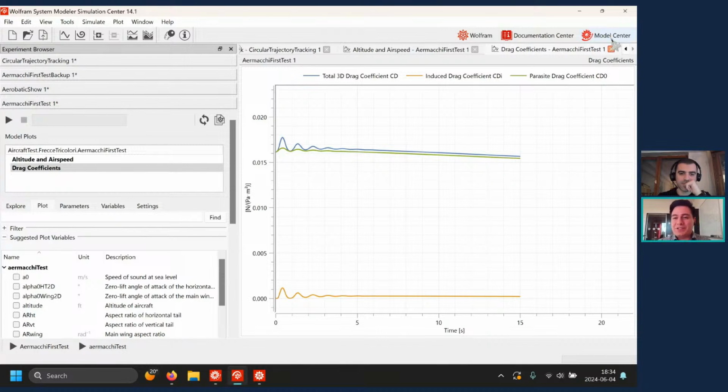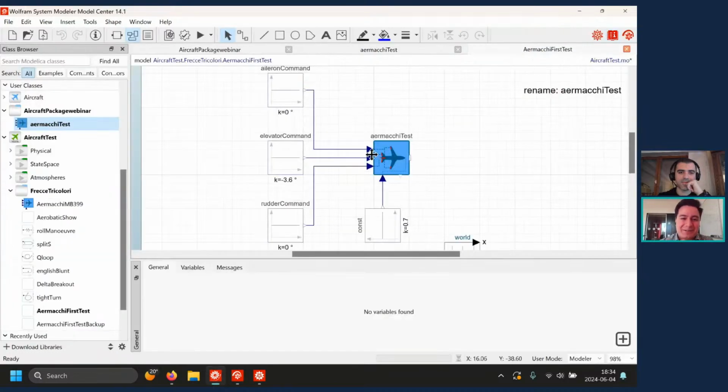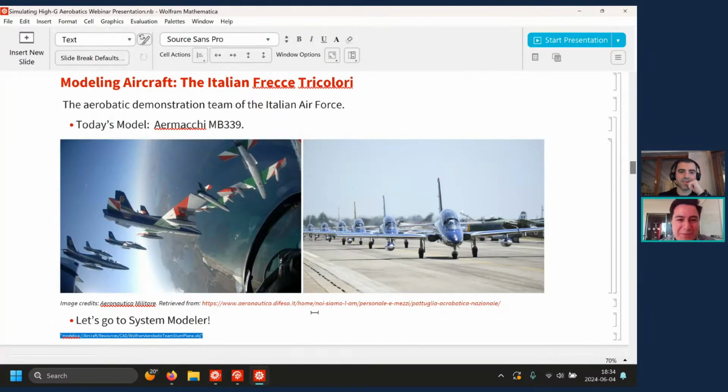But now that you saw that it's possible to model your airplane in 20 minutes, let's do something fun with it. Right now, we just got it flying, but we want to see aerobatics.